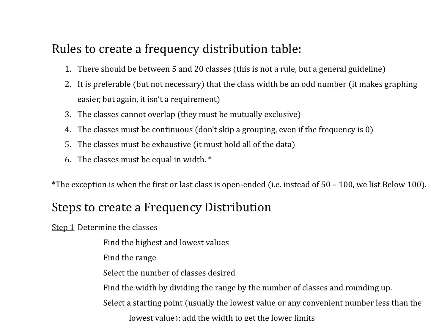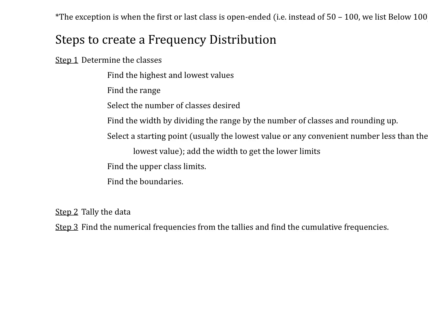So, steps to create a frequency distribution. You have to determine your classes, so you're going to find your highest and lowest values, find the range, select the number of classes desired, and find the width. I know this is a lot of steps. Generally speaking, what I've done on the quiz is step by step: find this for the first problem, and then the next time I don't tell you the steps, and you're supposed to be able to infer what they are because I gave them to you, okay?